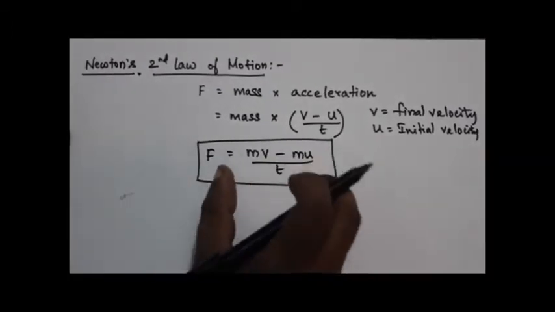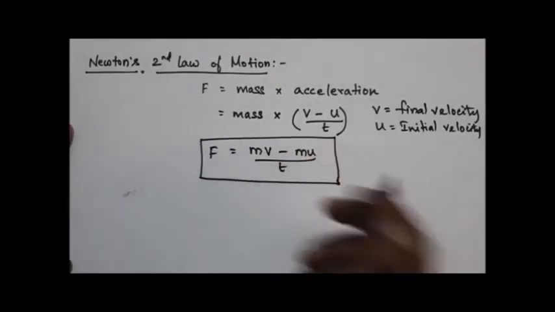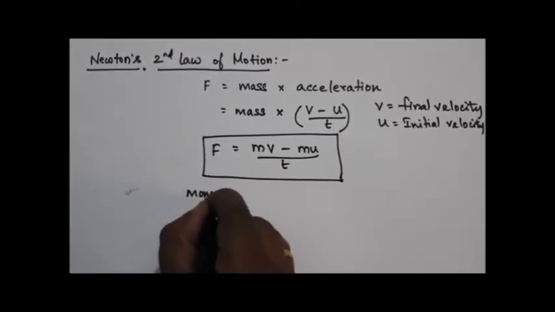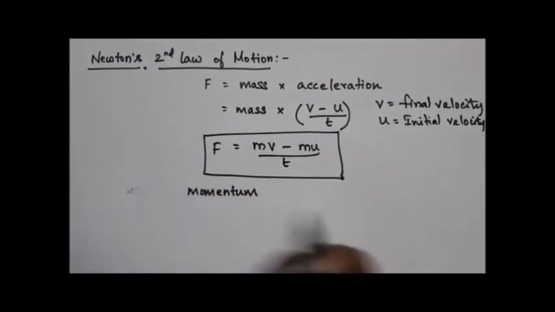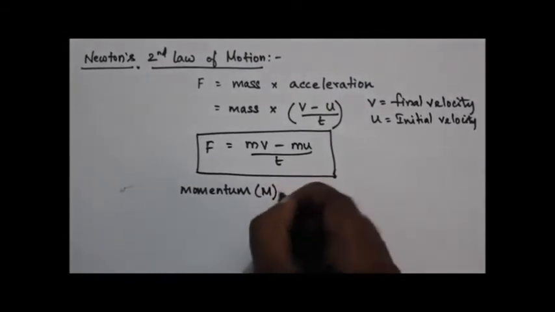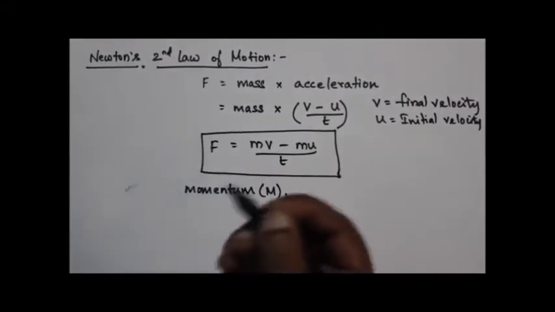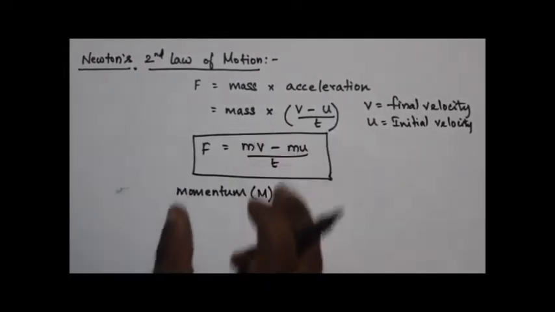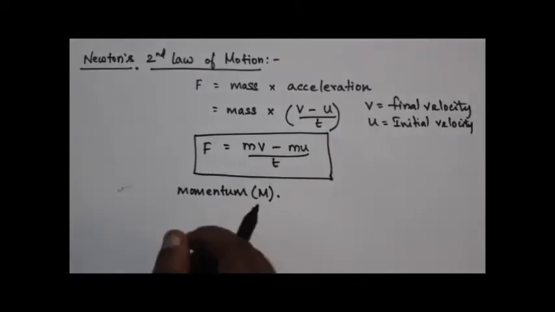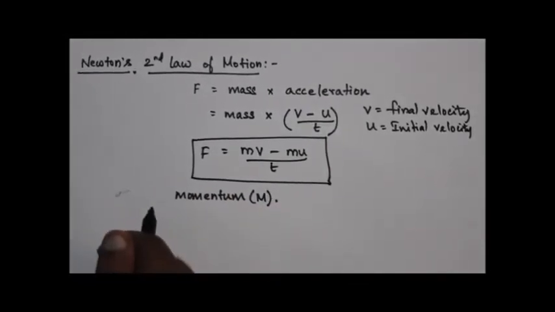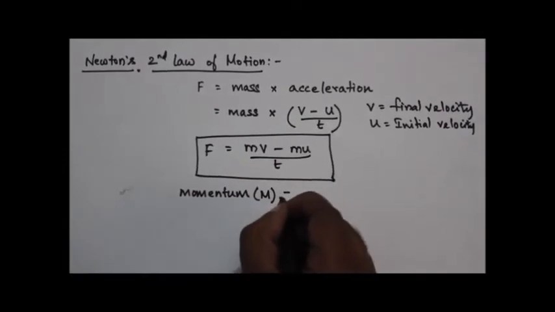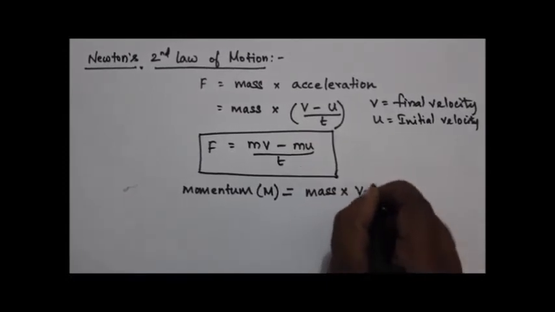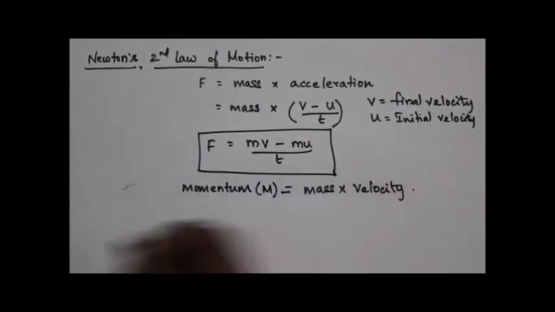Before going into detail about what this equation exactly says, we have to define a term called momentum. There are two types of momentum: one is linear momentum and the other is angular momentum. But for the scope of this session, we will define only linear momentum. Linear momentum is nothing but the product of mass times velocity of any given body.